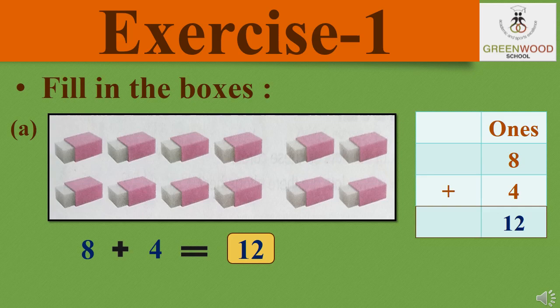Now in the table, as you can see, I have written in standing position. As they are only one digit numbers, I can write 8 and below that 4 will come, and beside 4 one plus sign will come. Now we'll add them. 8 in mind, 4 in fingers. Start counting after 8. 9, 10, 11, 12. So the answer is 12.